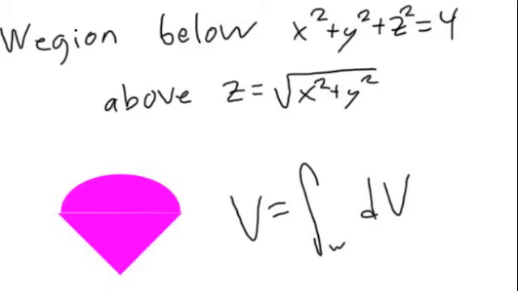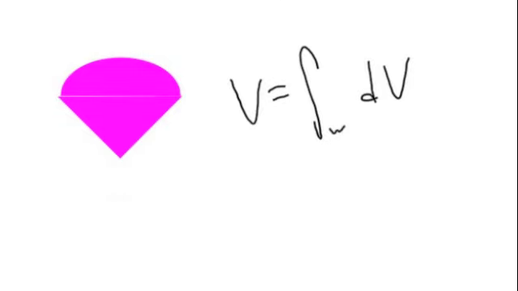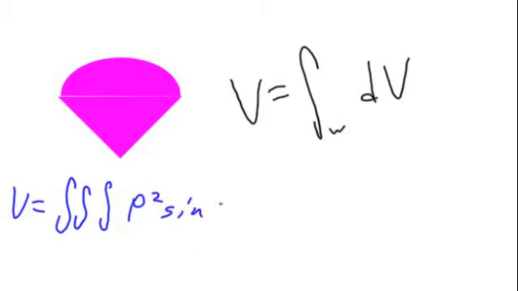So if we're going to find this volume, we've got our triple integral. We'll come back to put in the limits of integration. And if we're going to go with spherical coordinates, we need a rho squared sine of phi, and then it needs to be a d phi, d rho, and a d theta. These are starting to look all the same, aren't they?